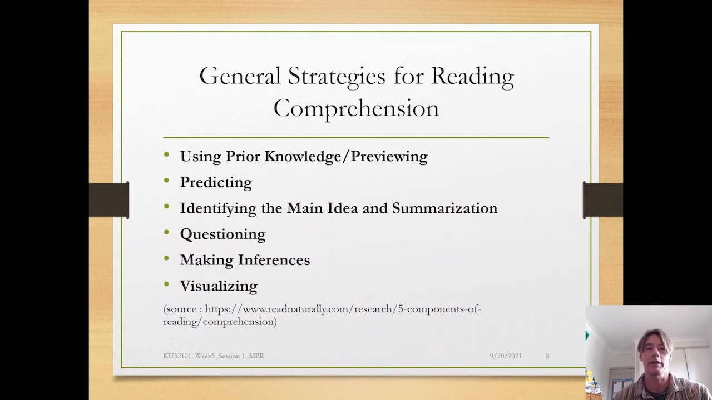Making inferences. An inference is when you draw information out and what we call in English, reading between the lines. The information might not be there, but it's still what the author meant, and we can get that knowledge by drawing inferences. The last one is to use visualizations. Visualization is when we draw a picture in our mind.